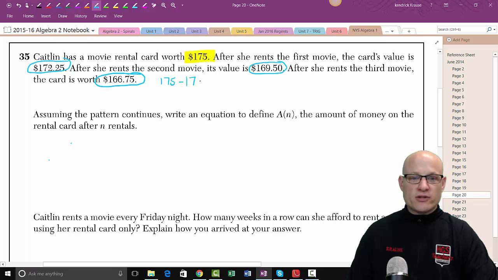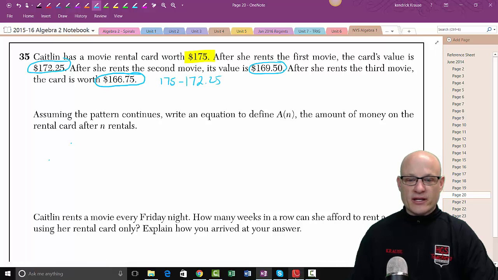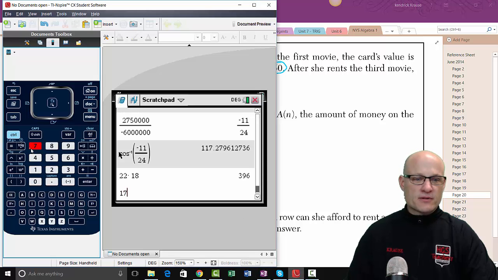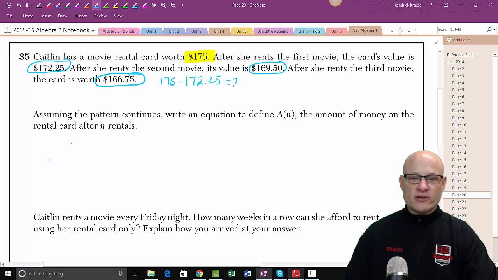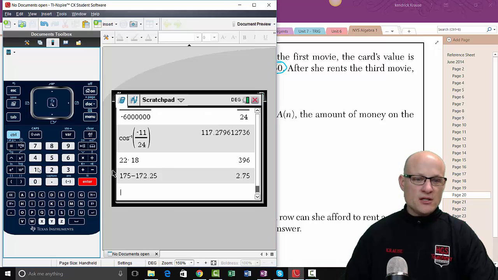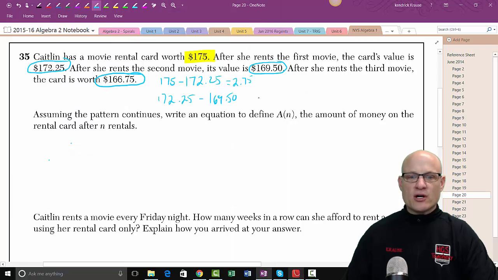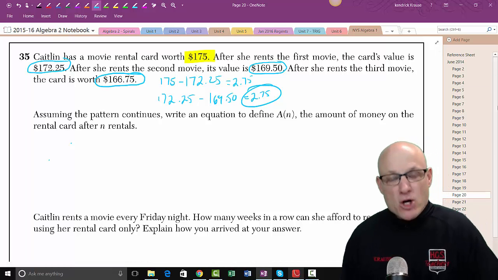So take 172.25. Figure out what that is. So 175 minus 172.25 is 2.75. So it looks like $2.75, but we should check that. 172.25 minus 169.5. I believe that is also 2.75. Yeah. So a rental is $2.75. If you look at the last one, it's the same thing. So that's what our movie costs per rental.